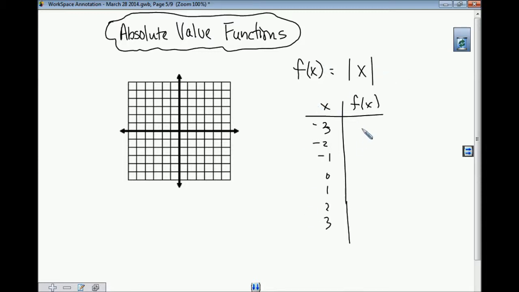So what is the absolute value of -3? 3. -2: 2. -1: 1. 0: 0. 1: 1. 2: 2. 3: 3. Okay, so we come over here and we graph this.